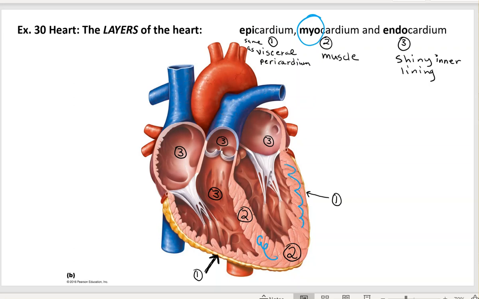And so if I put a pin right here in number 2 and I say name the structure, your answer is going to be interventricular septum. But if I say name the layer, then the answer will be myocardium. And then endocardium is the shiny inner lining. So the shiny surface of every part of the heart is going to be covered by endocardium, and that's the actual epithelium that the blood touches.